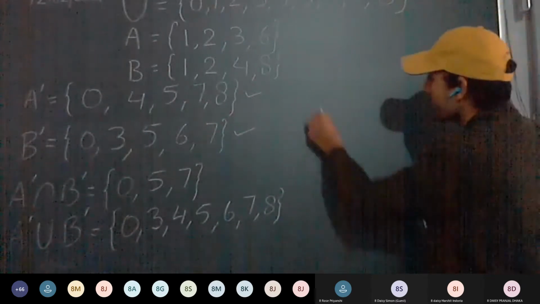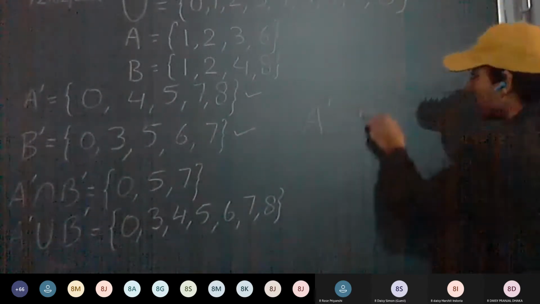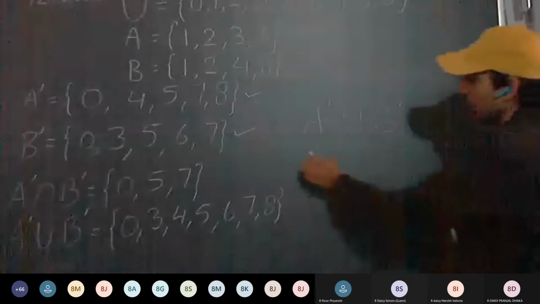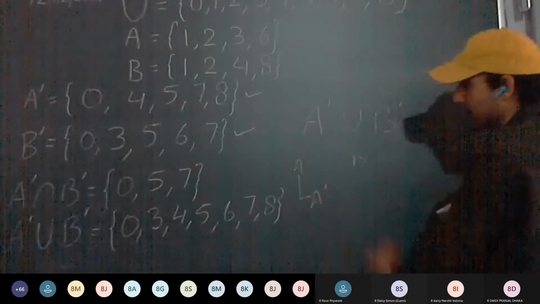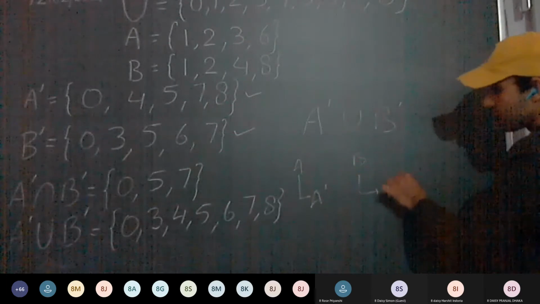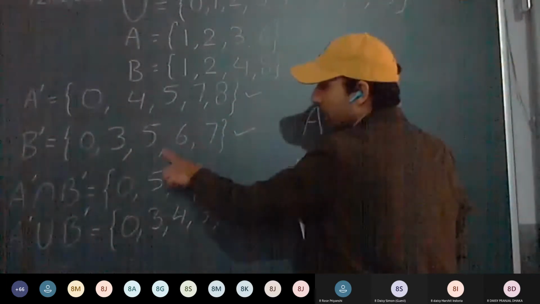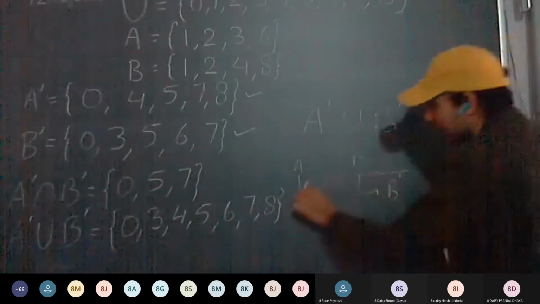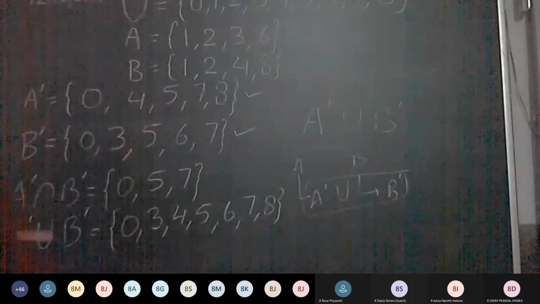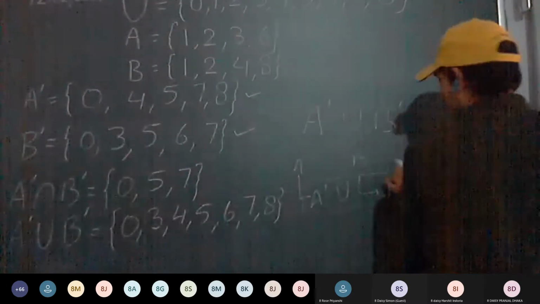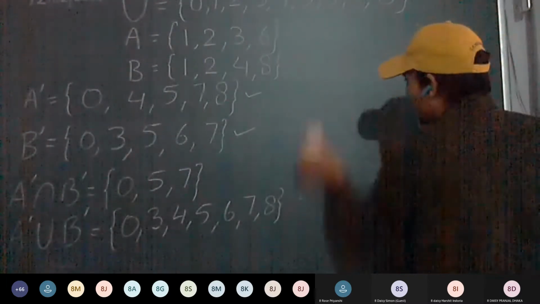So if question is given like this, A dash union B dash, what are we doing? We are having A set, B set. First calculate A dash, calculate B dash. We did here A dash, B dash. Now take their union. Okay. Now verify. Now I'll be doing verification. First verification.